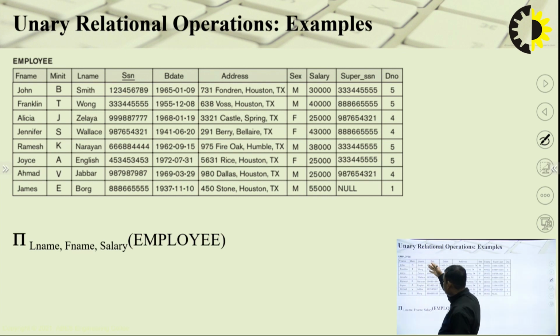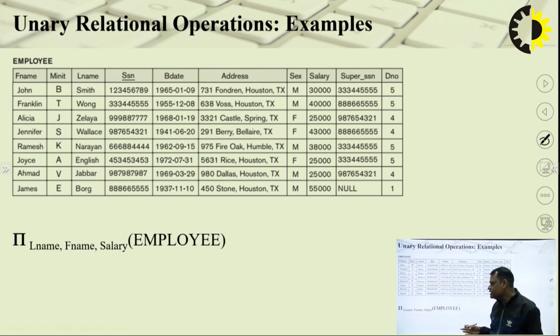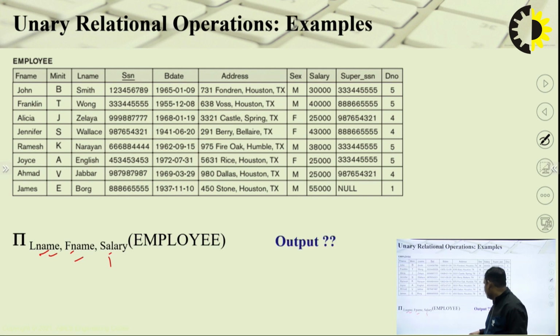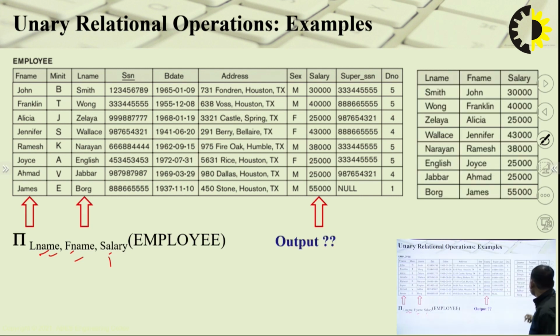For example, take the previous employee table and the projection operation. Project three attributes, or columns: last name, first name, and salary. The projection takes the relation name and attribute names. The first attribute name is last name, the second is first name, and the third attribute column name is salary. The desired output is first name, last name and salary.